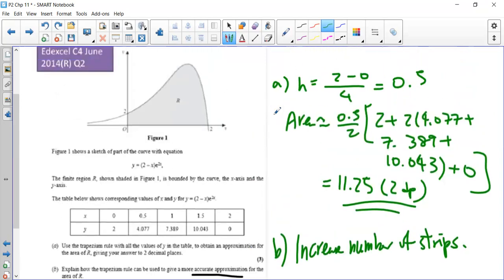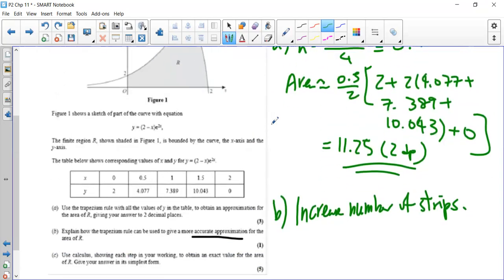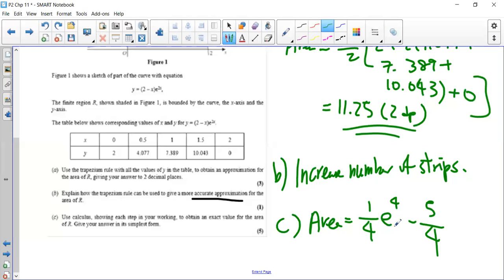So pause the video, have a go at the question. When you're ready for the answer, you can press play. Here's the final answer. Area equals 1/4 e to the power 4 minus 5/4. If you got it right, well done. That's the end of the lesson for you. If you don't, let's go through why.